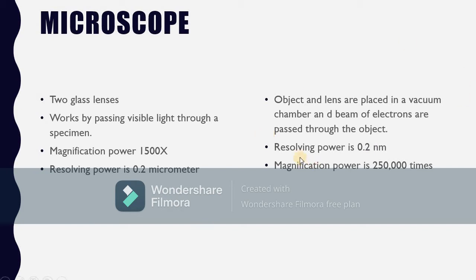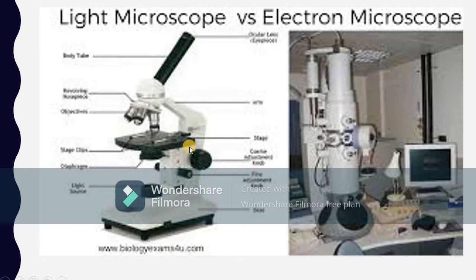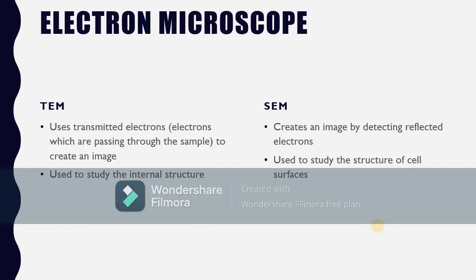That's why we say that resolving power is 0.2 nanometer, while its magnification power is 250,000 times more than that of the light microscope. Here is a figure, this is the light microscope, and this is the electron microscope. This is the simple one, while the light microscope is a larger one. It can even see the internal structures of the cell.